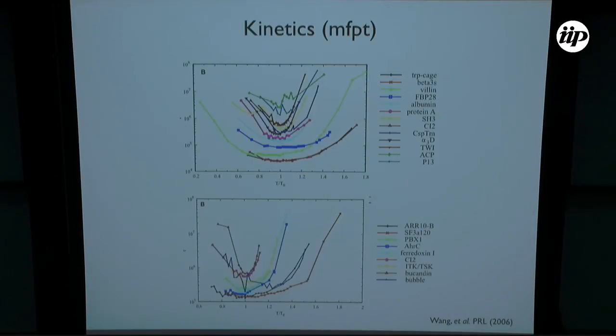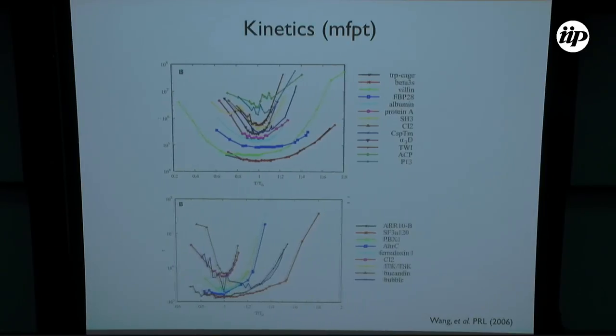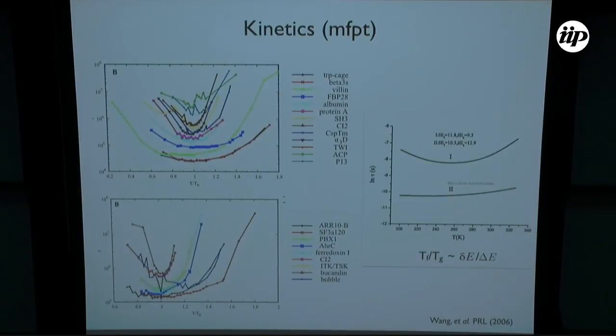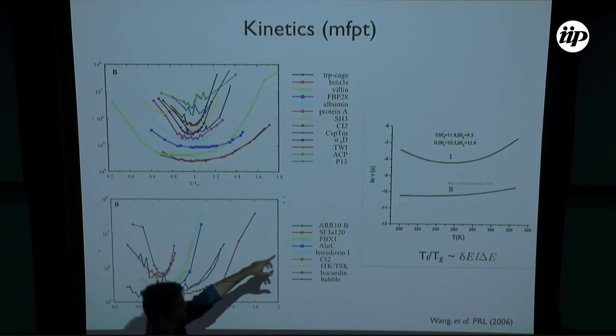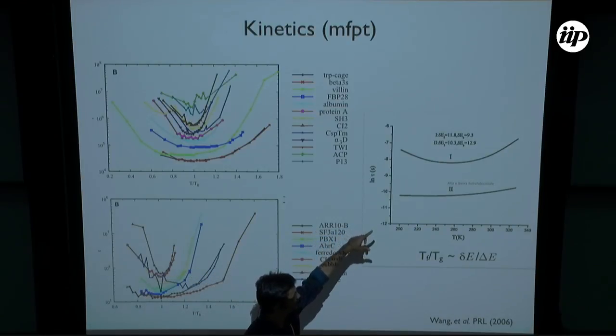So we did a bunch of kinetic studies with different proteins in different size, and same proteins, same size. So these are the results that I'm going to show you. There are two classes of proteins. As you can see, there is a relationship between the curvature of the folding kinetics, which are these two behaviors, the first one and the second.